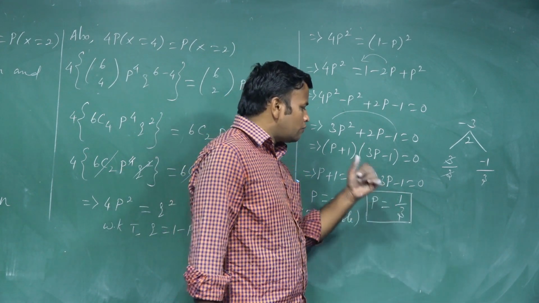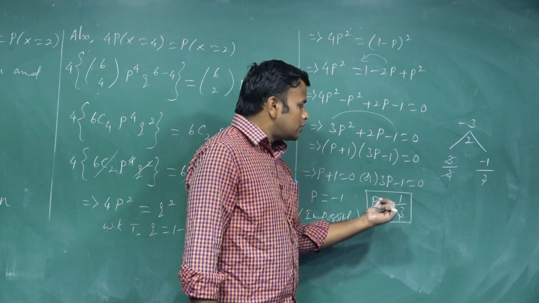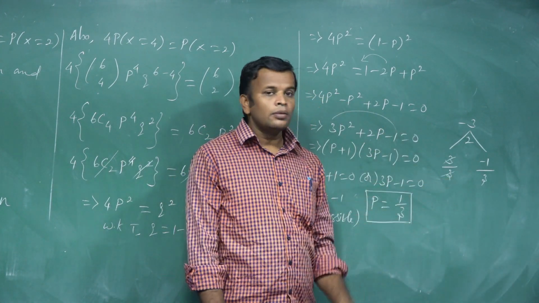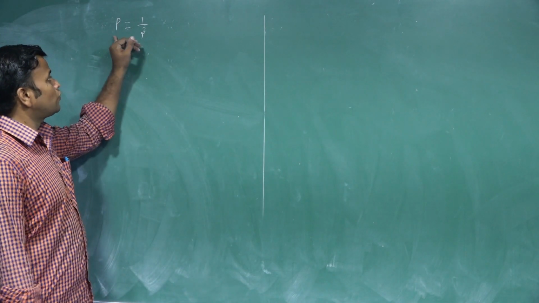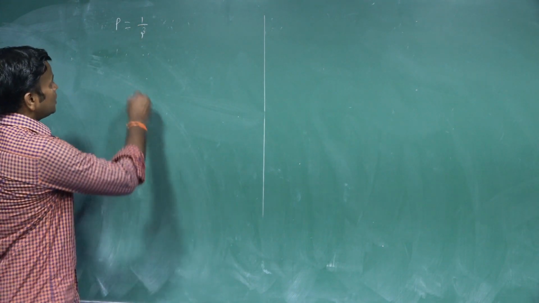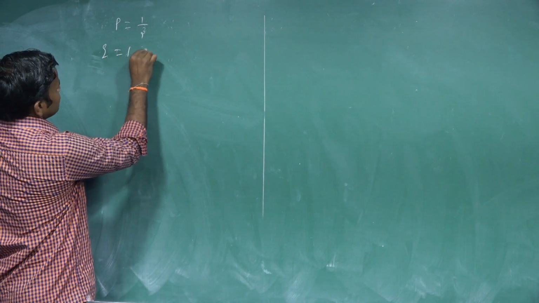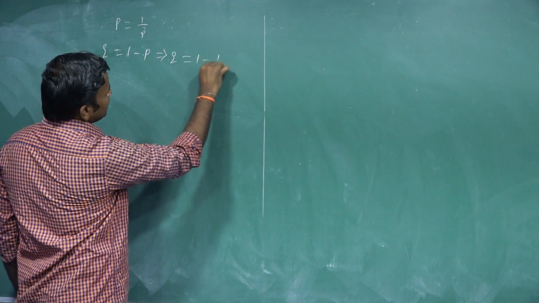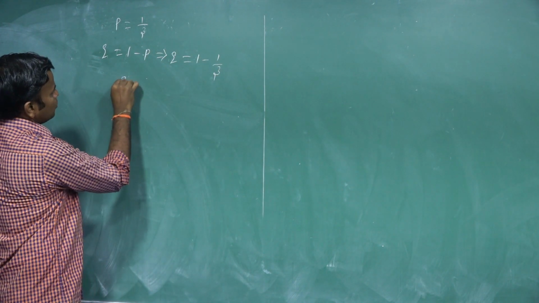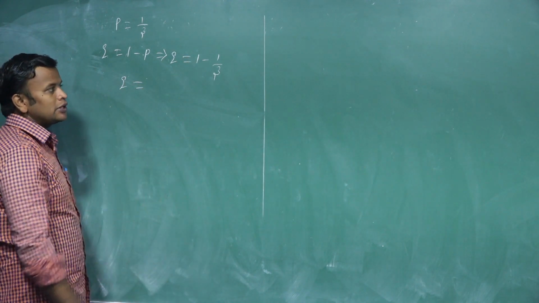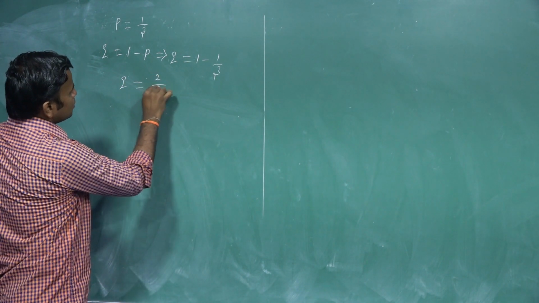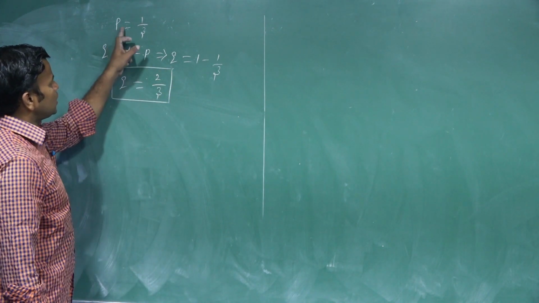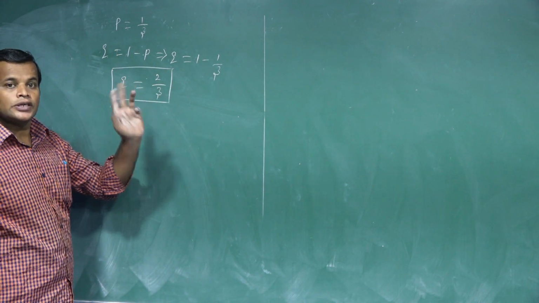Then to find the value of q, and also the value of n is there. Then substitute this value in the remaining probabilities. Next, to find the value of q. The value of p is 1 by 3. We know the formula of q is 1 minus p. So the value of q is 1 minus 1 by 3. So the value of q is, cross multiply, 3 minus 1 is 2 by 3. So we find p, q, and also n is given.